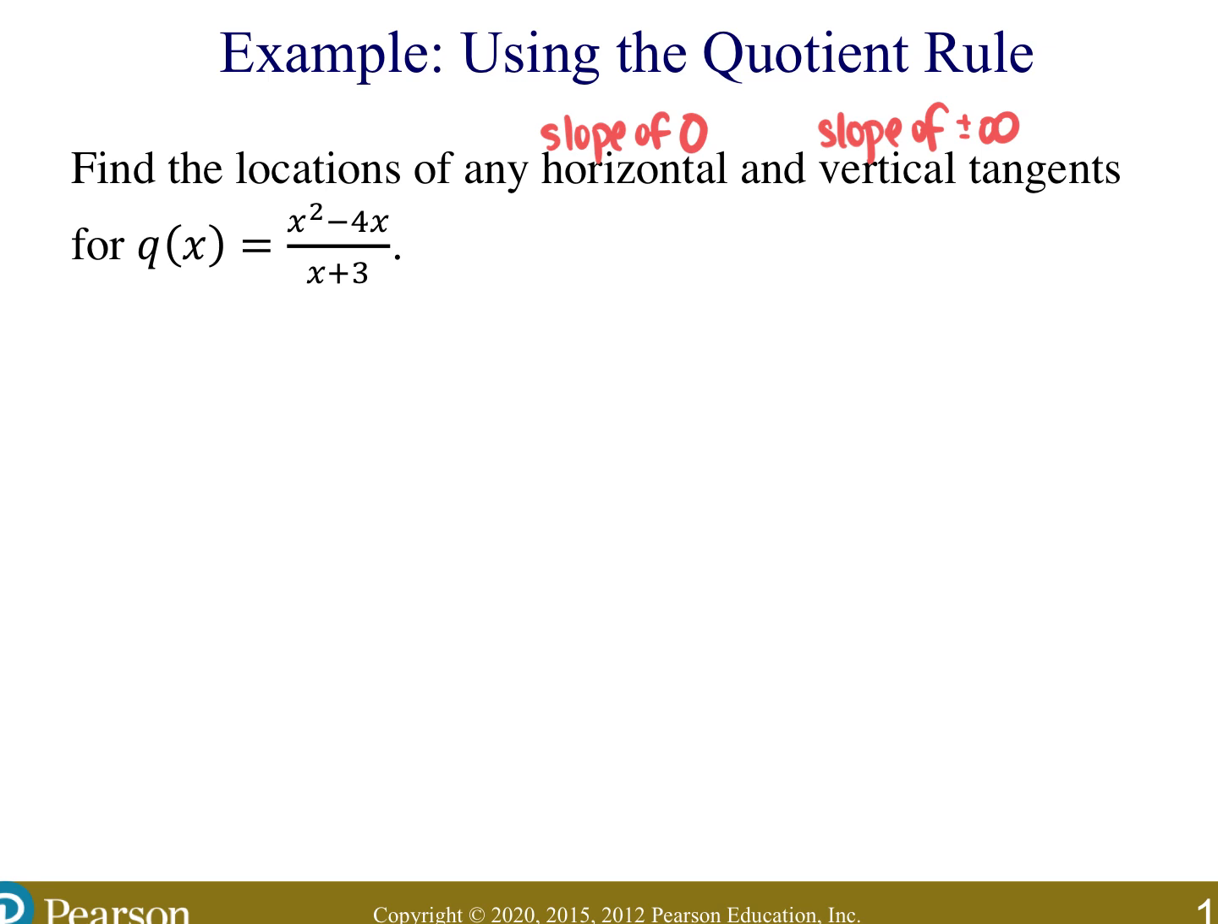Either way, I need to figure out the slope first. So we'll find our slope, which will be q prime. We start with x plus 3. We multiply it by the derivative. The derivative being what this time?